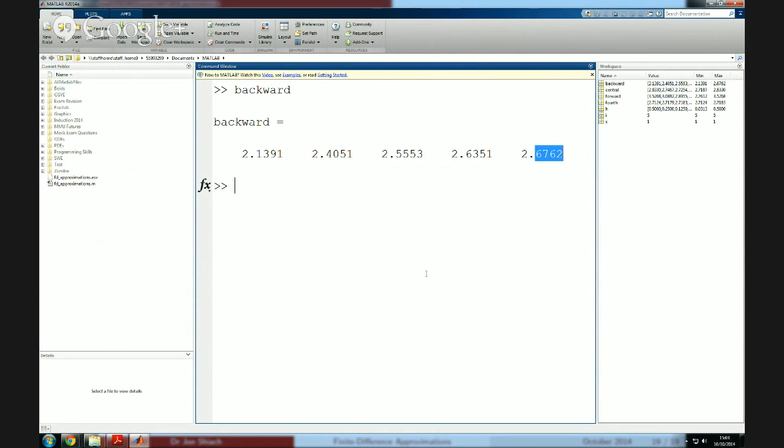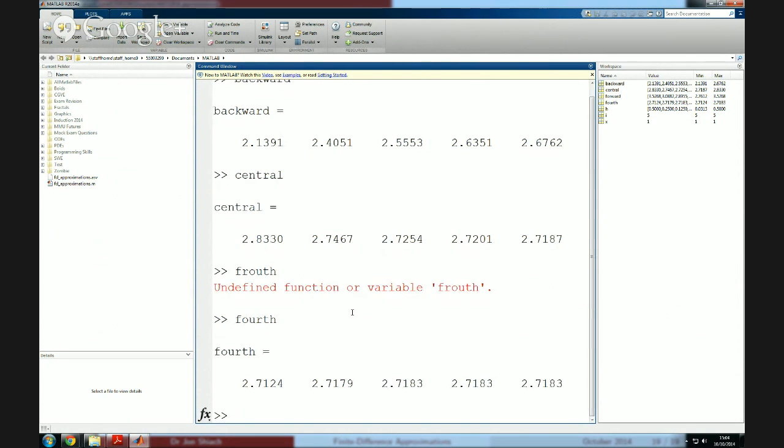What about the central difference? Again, there's the same: h is a half, a quarter, an eighth, 16th, 32nd. When we get down to this one, we're actually not that far off. So this one actually converges to the solution faster. What about the fourth order? Oh, I got fourth wrong. There you go. If we're looking to 4 decimal places, by the time we get to h is an eighth, we're already correct to 4 decimal places. So that's a rudimentary look at it.